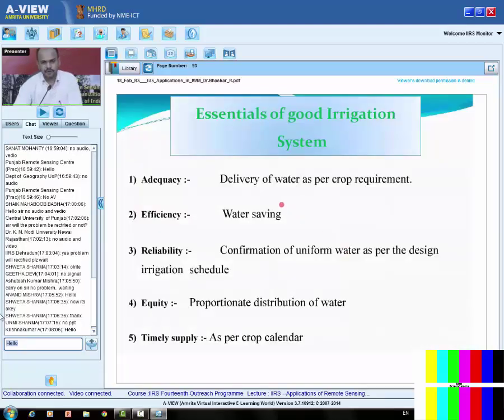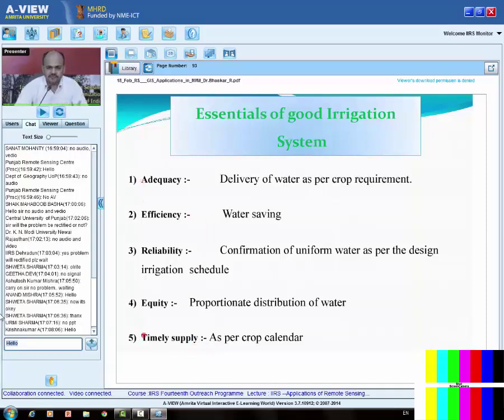Now, every irrigation project, whatever the area or the objective, has to follow these essentials of a good irrigation system. What are these essentials? The irrigation project should supply water adequately, so adequacy is the first essential. You should supply water efficiently so that water can be saved, which is the second essential. The supply should be reliable. It should supply equitably and in a timely manner. So every irrigation project, regardless of its geographical location or its purpose, has to follow these essentials of irrigation. And if it follows them, it is a good irrigation project.